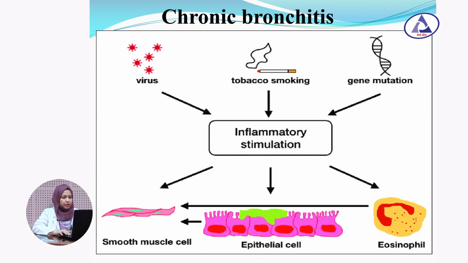This is a picture showing the pathogenesis of chronic bronchitis. Here we can see the main factor is tobacco smoking. Then there may be presence of genetic mutations and infections. Ultimately, there is inflammatory stimulation, and there is smooth muscle hypertrophy, epithelial cell activation, and accumulation of inflammatory cells, mostly eosinophil.